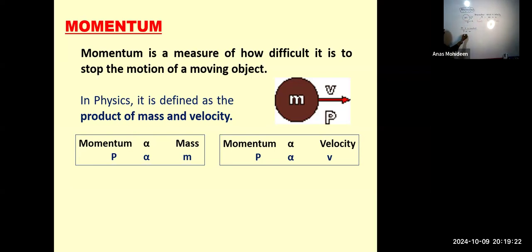What do you mean by that? You increase the mass, momentum increases. You decrease the mass, momentum decreases. It's something like this. I'll give you an example. Two objects we consider. This is M1 and this is M2. I'm showing M2 a bit larger, and you consider M2 is more.